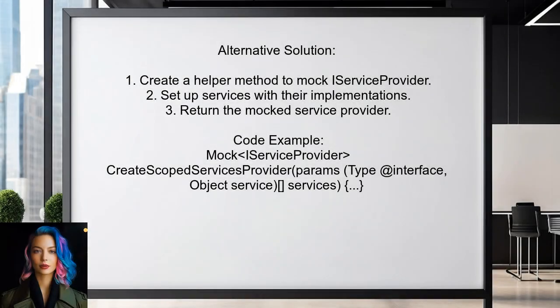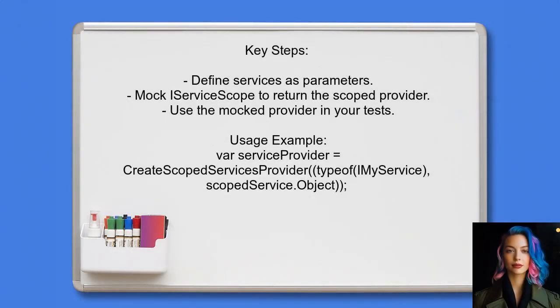An alternative approach provided by another user involves creating a scoped service provider using a helper method. This method sets up a Moq for IServiceProvider, allowing you to define services and their implementations easily. In this method, you can define multiple services by passing them as parameters. The Moq for IServiceScope is also created, which returns the scoped service provider when requested.